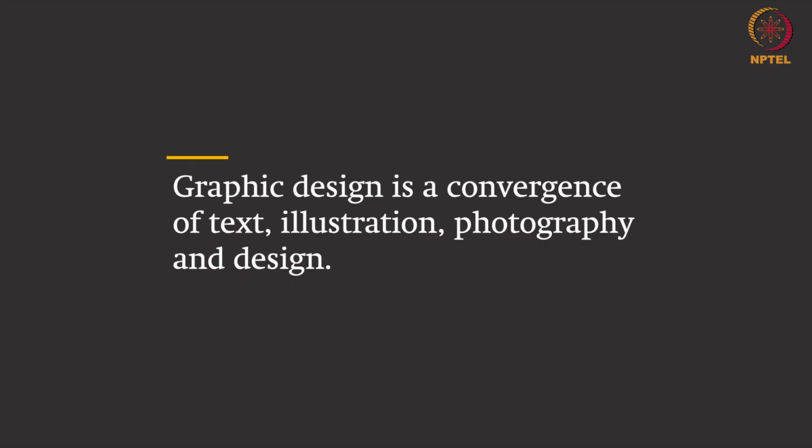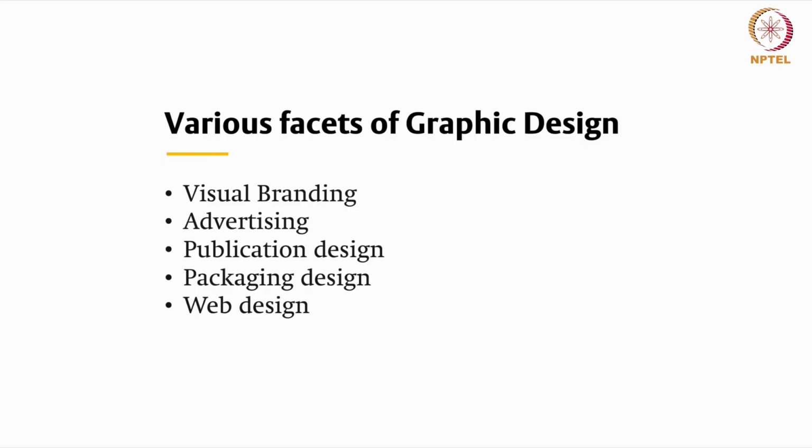So, if you can summarize the understanding from the last two posters, racism and MREF, it is clear that graphic design is a convergence of text, illustration, photographs, and design. All these elements work together and then ultimately result in a very effective communication. Now, let us look at various facets of graphic design. It can be grouped into these five major categories: visual branding, advertising, publication design, packaging design, and web design.